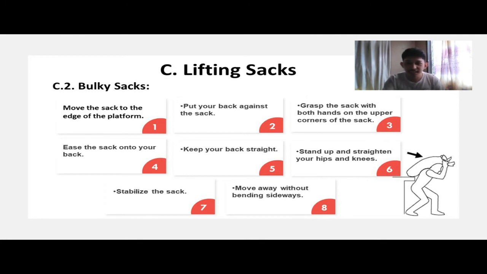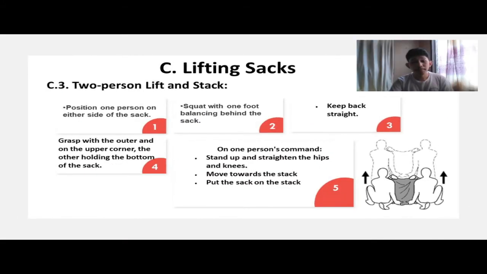of bulkier size. Sometimes carrying a sack cannot be done by a single person, or just you alone. So you need to ask for some assistance or help from another person. So in this part, we will be discussing lifting sacks with 2 persons.